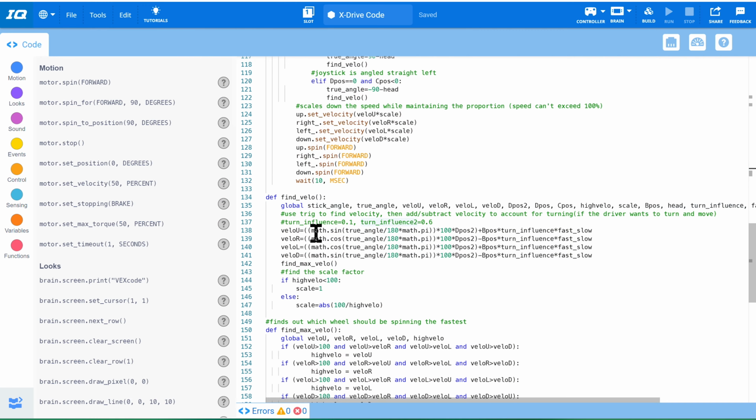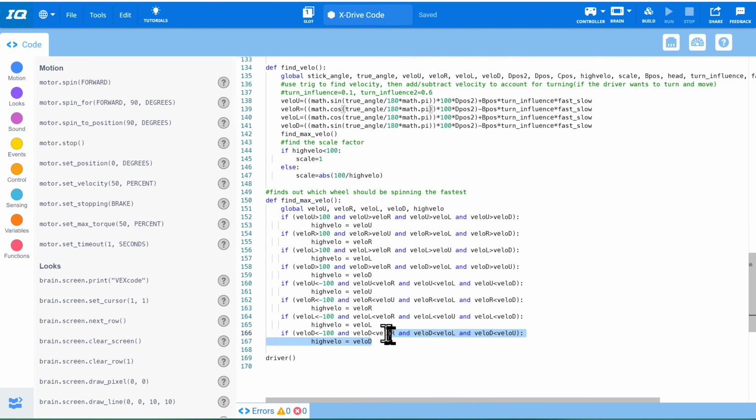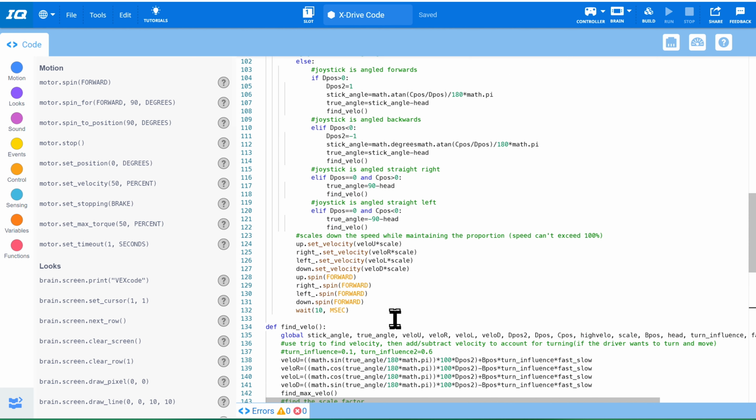However, there is an issue. There's a possibility that when the turn influence is added while moving, the set velocity for some of the wheels could exceed 100%, disrupting our movement as the sine to cosine relation of the wheels is no longer fit. To account for this, we find out which wheel is being turned the fastest, then scale that wheel down to 100% velocity, and scale the others down with the same factor.